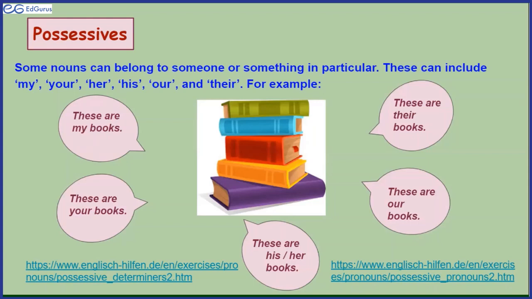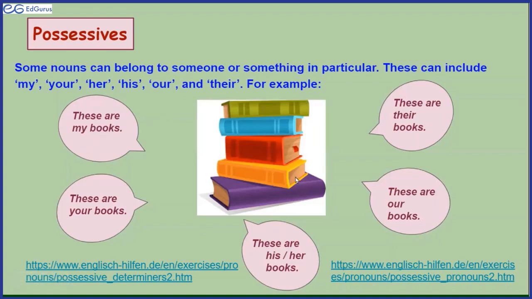Theirs is not the possessive determiner. Hers is not the possessive determiner. Mine is not the possessive determiner. Why? Because they are not used before nouns. And right from the beginning, we learn that determiners are those very words which are used before nouns. So nouns can belong to someone or something in particular, which include my, your, her, his, our, and their.